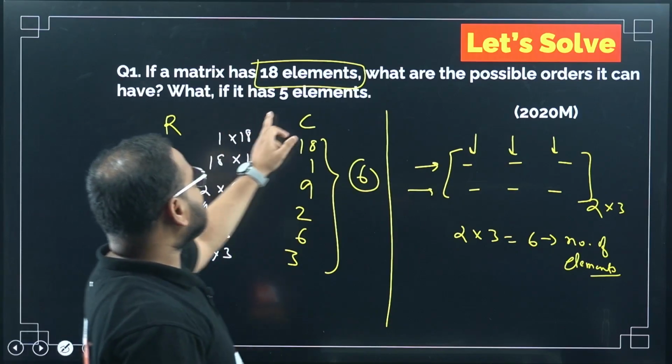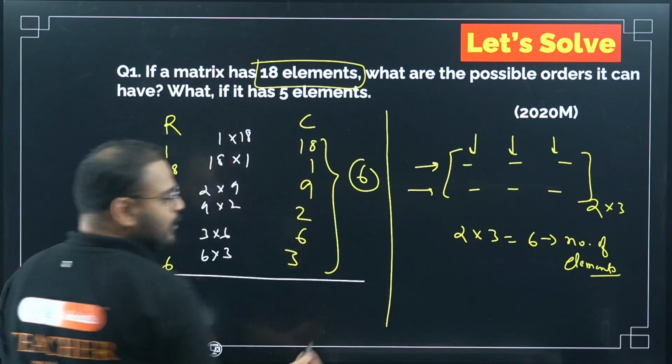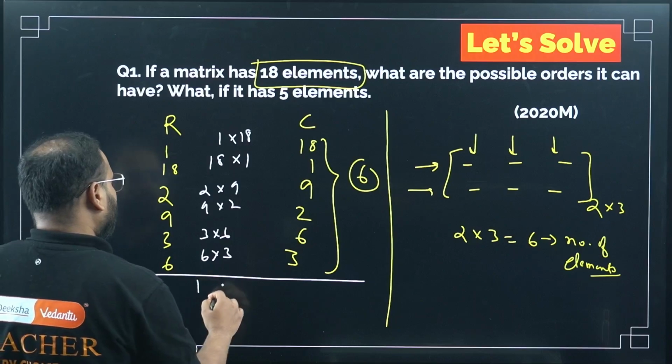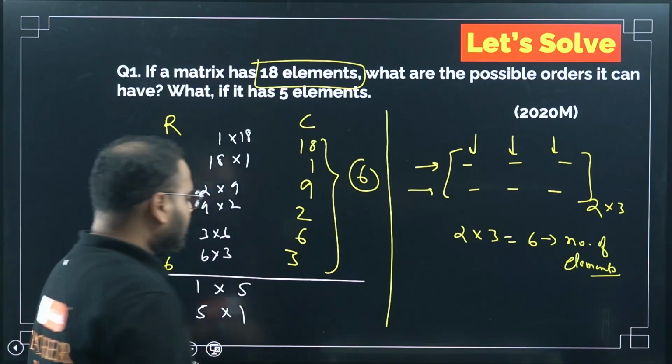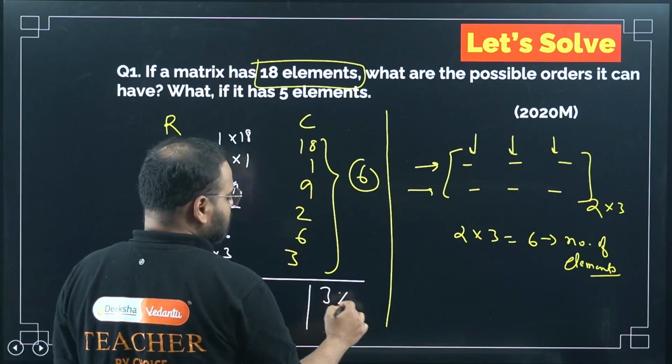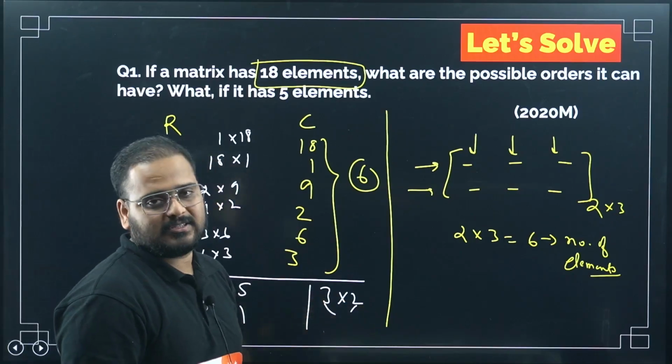Second part: if it has 5 elements, then what will happen? 5 elements means very simple, only 2 possibilities are there: 1 cross 5 or 5 cross 1. Are you thinking 3 cross 2 also? We don't add, we multiply. 3 cross 2 will give me 6 elements, not 5 elements.